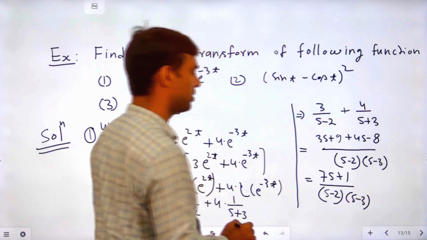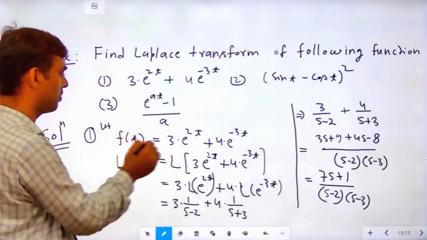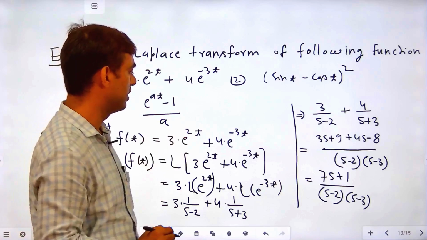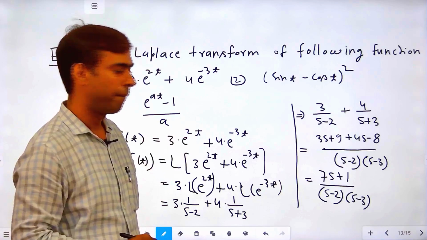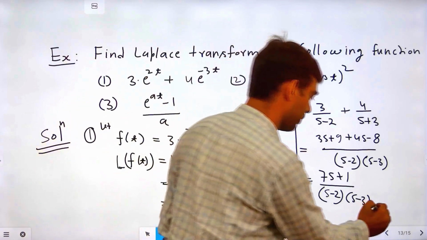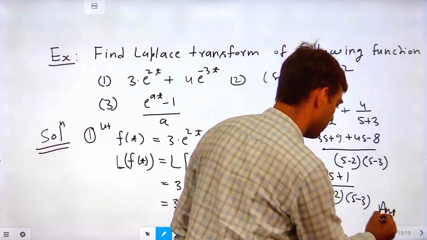This is the Laplace transform of 3 into e to power 2t plus 4 into e to power minus 3t. This one is the answer.